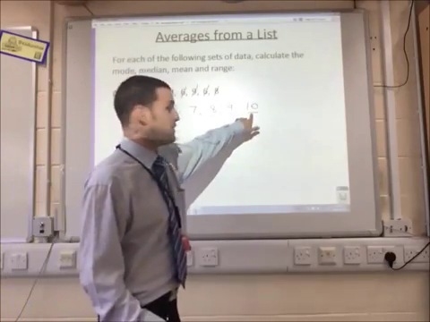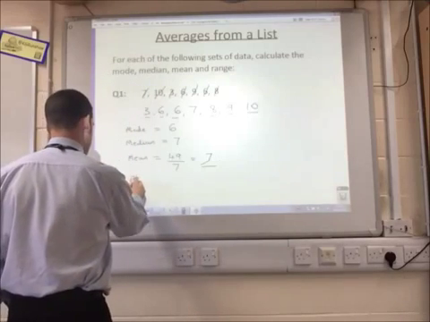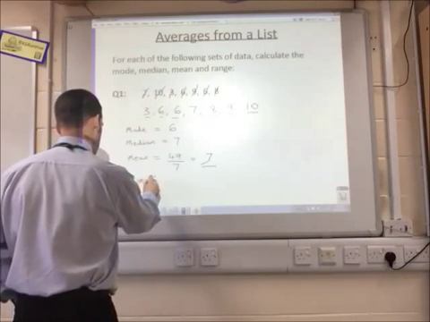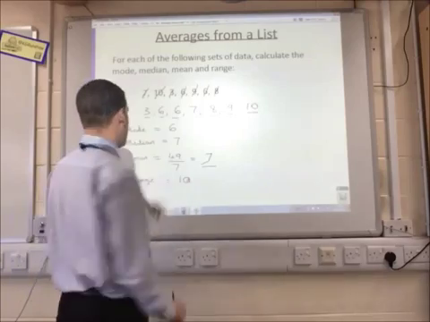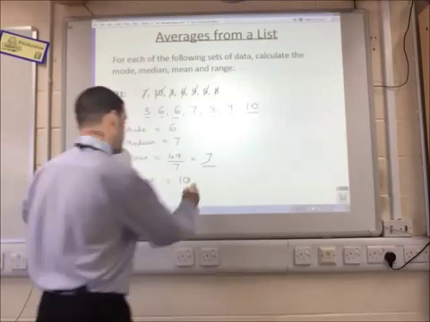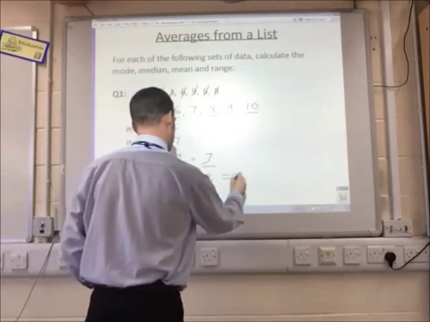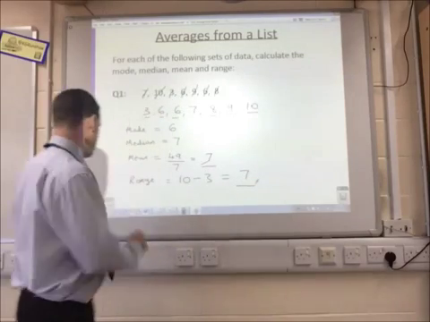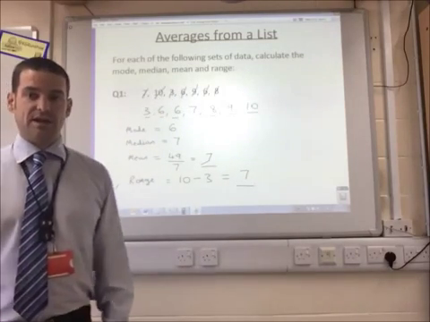So I just look at the highest value, which is the 10. I subtract the lowest value, the 3. So the range for this set of data is 7.